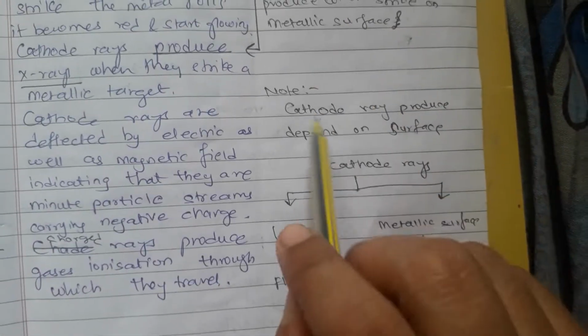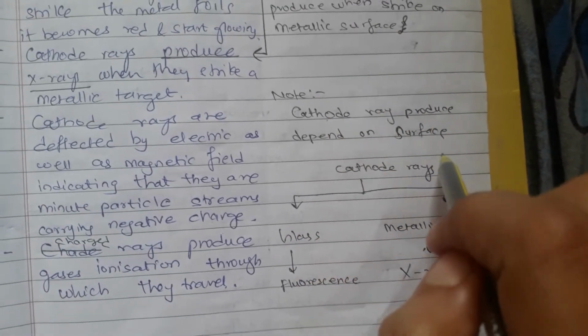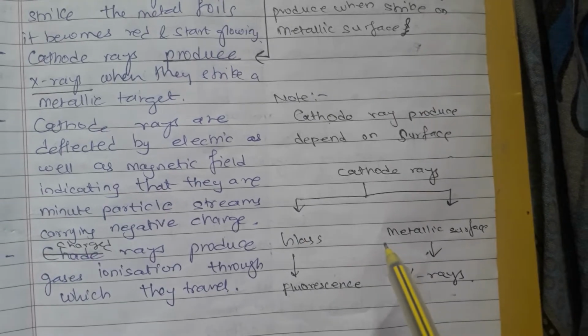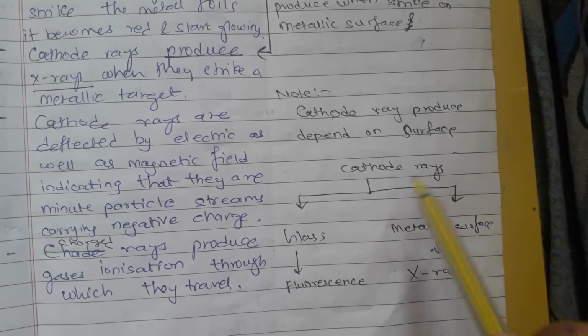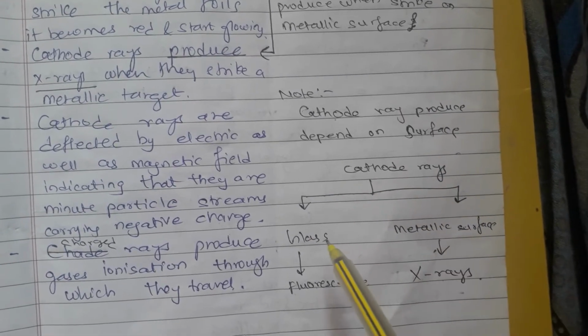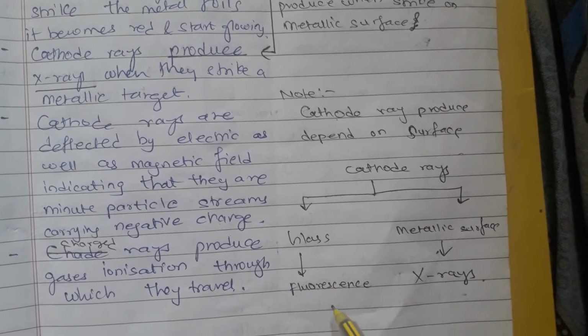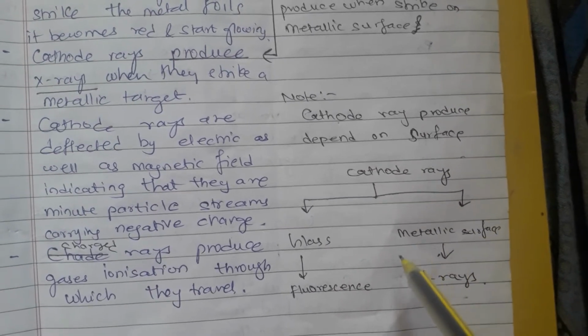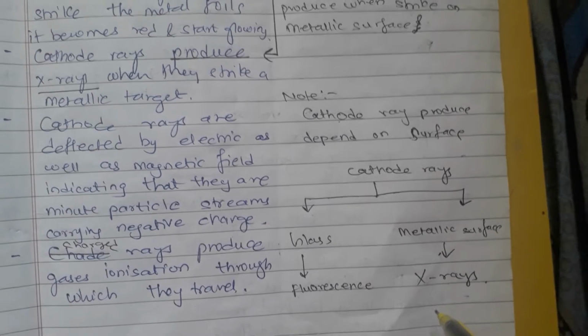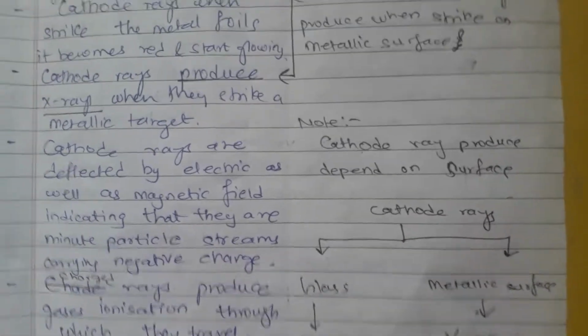Note, what cathode rays produce depends on the surface. When cathode rays strike glass they produce fluorescence, and when they strike a metallic surface, X-rays are produced.